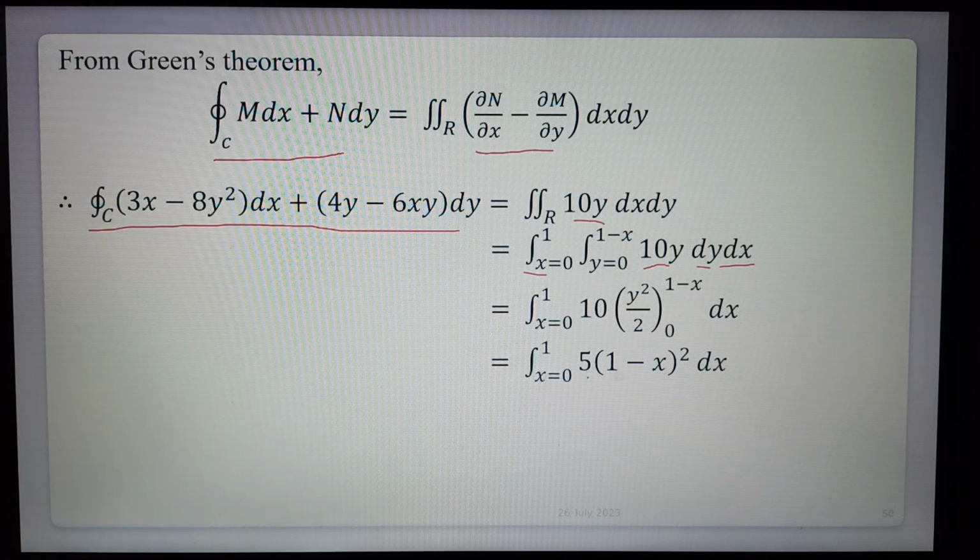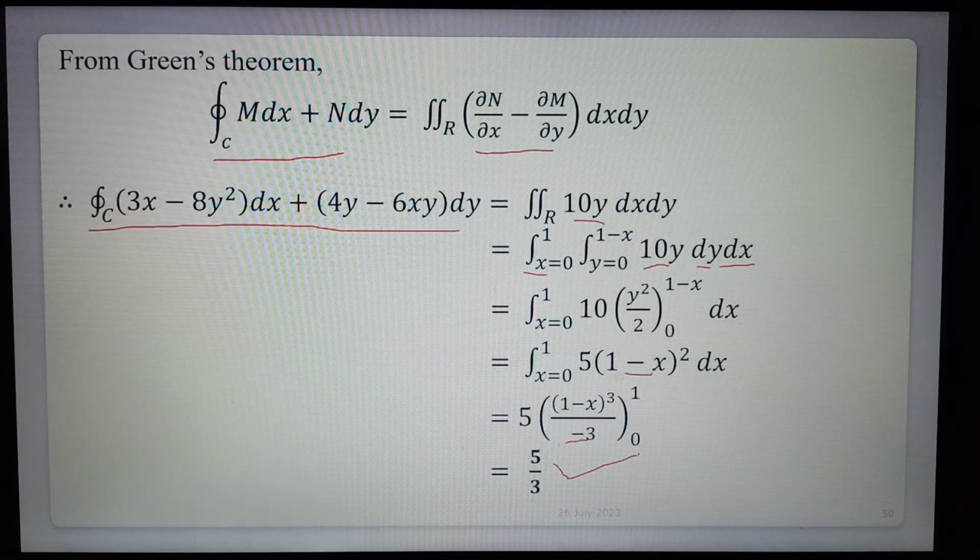Now integrating with respect to x. 5 into the integration of (1 minus x) square, which is (1 minus x) whole cube by 3, but the x coefficient is minus 1 here, so we divide by the constant minus 1, with x limits 0 to 1. After simplification that is equal to 5 by 3. So this is the value of the given integration. Now, is this value correct or not?